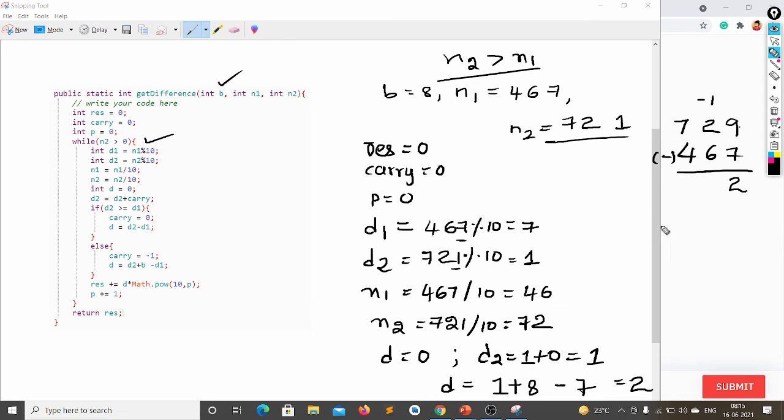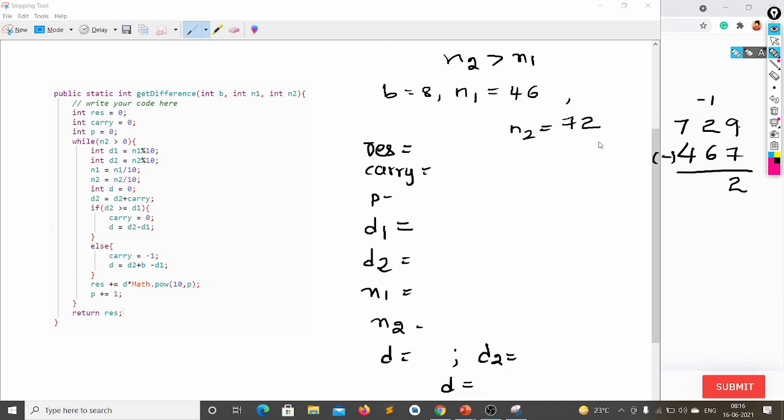And lastly, result. What will my result be? Result is equal to 0 plus 2 into 10 power 0, that is 2. That is my result. And my P will be incremented by 1, so 0 plus 1 is 1. Okay, again let's go into the code now.